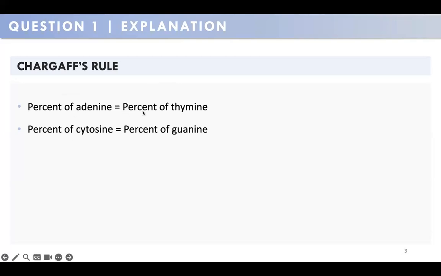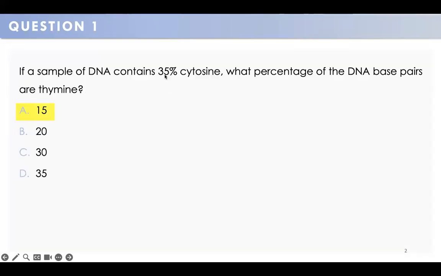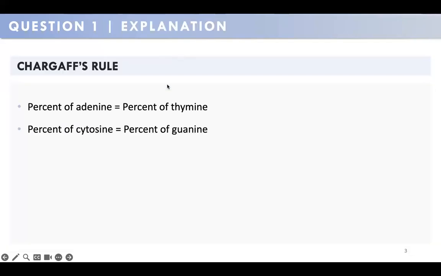is equal to the percentage of thymine, and the percentage of cytosine in the DNA is equal to the percentage of guanine. So basically by duplicating 35 plus 35, and then subtracting it from 100, dividing it by 2, you'll get the percentage of thymine and adenine. So thymine and adenine would be 15% each. Okay. So that was a straightforward question. Moving on to the next question.